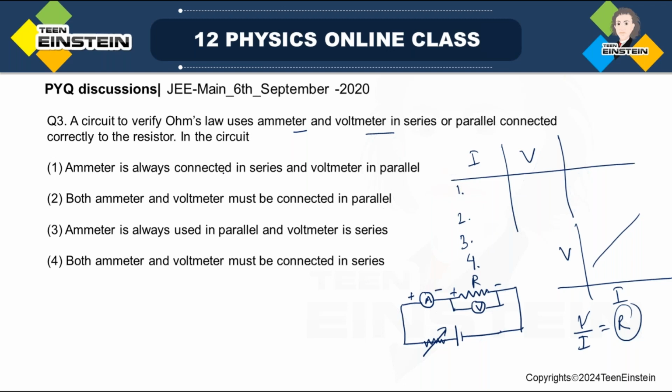All right, so the option is that the ammeter is always connected in series and the voltmeter in parallel. This is obviously correct. I don't need to read the other options, but still, let us read them. Both ammeter and voltmeter must be connected in parallel. This is not possible, because if we connect the ammeter in parallel, that is not going to help you. Ammeter is always in parallel, this is wrong. The ammeter will always be in series, and the voltmeter will be in parallel. So anyway, we have got the answer. So this is the third question. Now let us go to the next question.